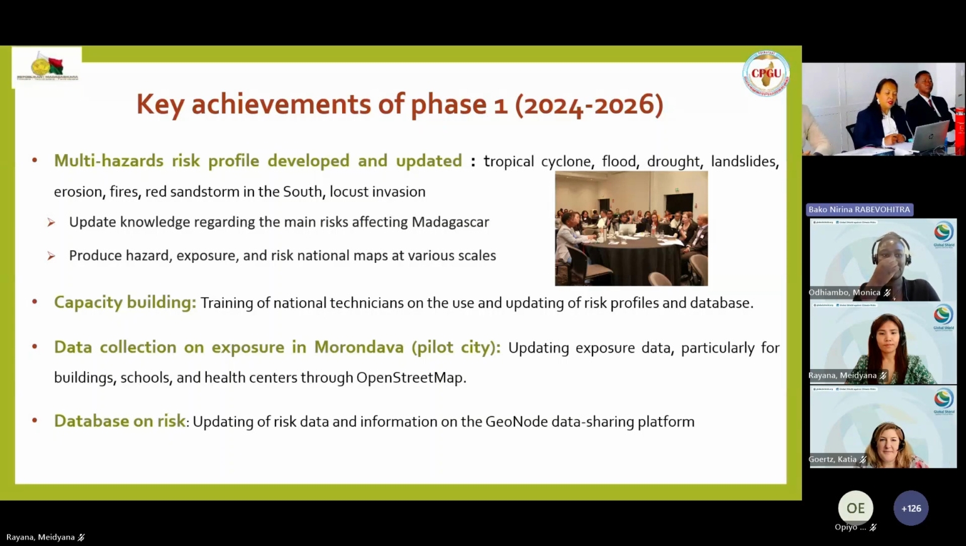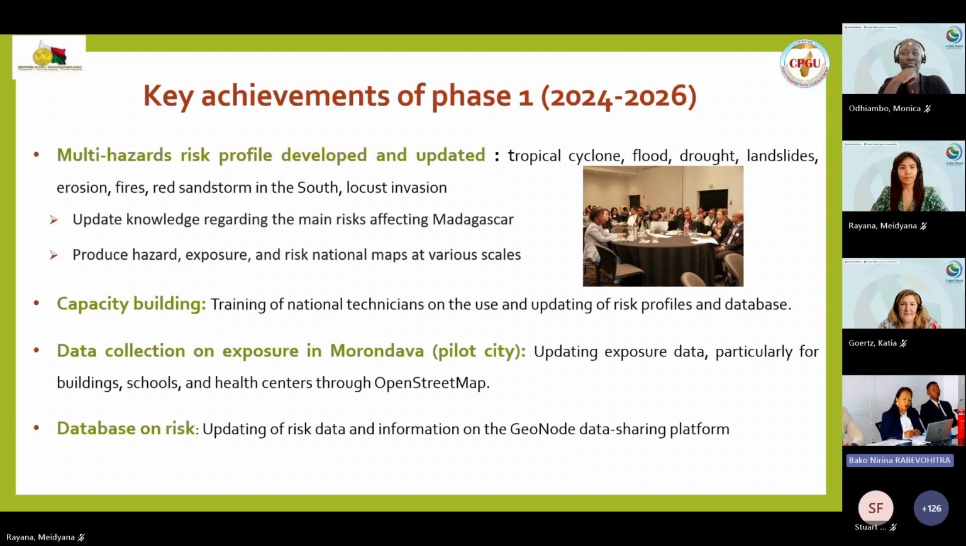Well, Madagascar has implemented the phase 1 of GRMA from 2024 to 2026. And during this phase 1, we could develop and update a national risk profile while taking a multi-hazard approach into account. The available risk profile will only focus on tropical cyclone, flood, and earthquake, but we could extend the model to other hazards that mainly cause vulnerability in the country, such as drought, landslide, sandstorm, locust invasion, and coastal erosion. During phase 1, the national technicians could also benefit from capacity buildings, and a standardized database on risk has been set up on GeoNodes. And then a data collection on exposure has been carried out in Murndav as a pilot phase, and it is to be continued in the next phases.